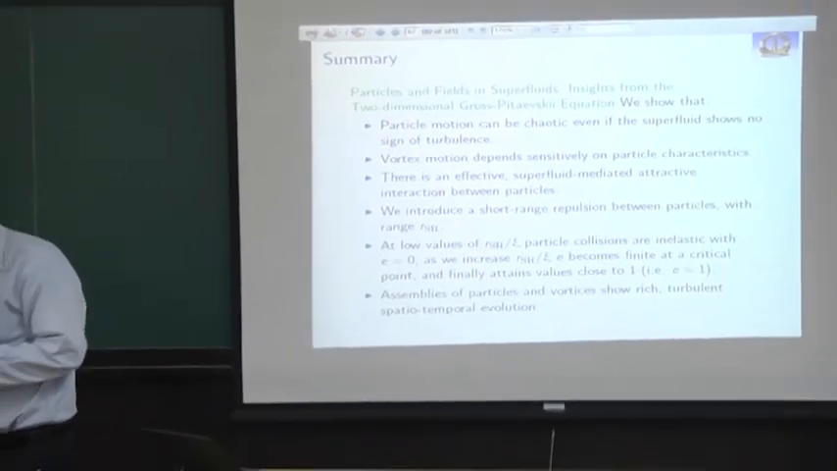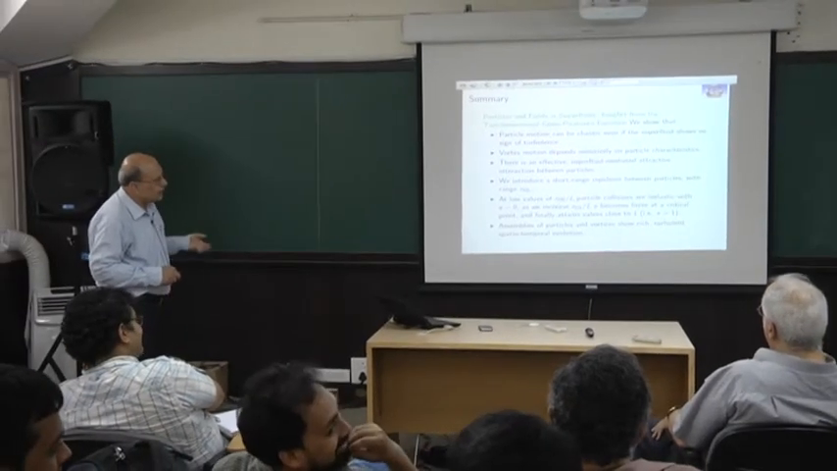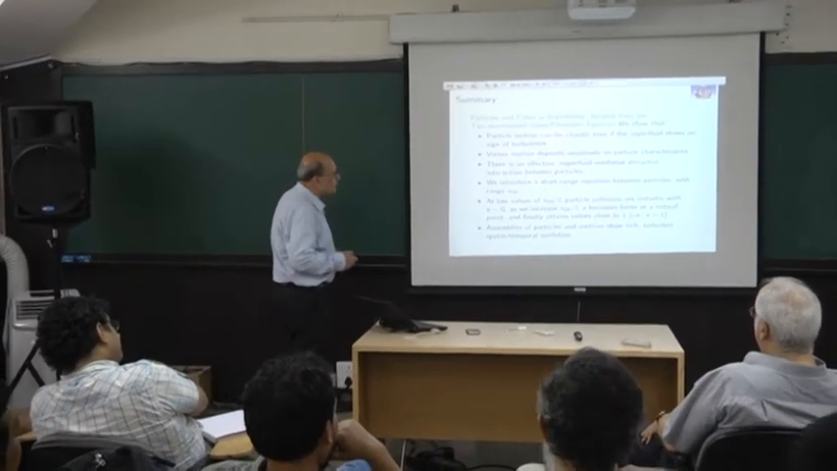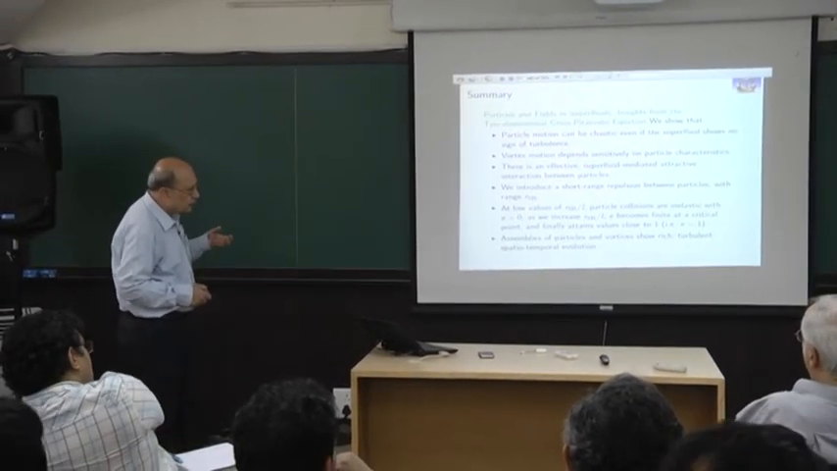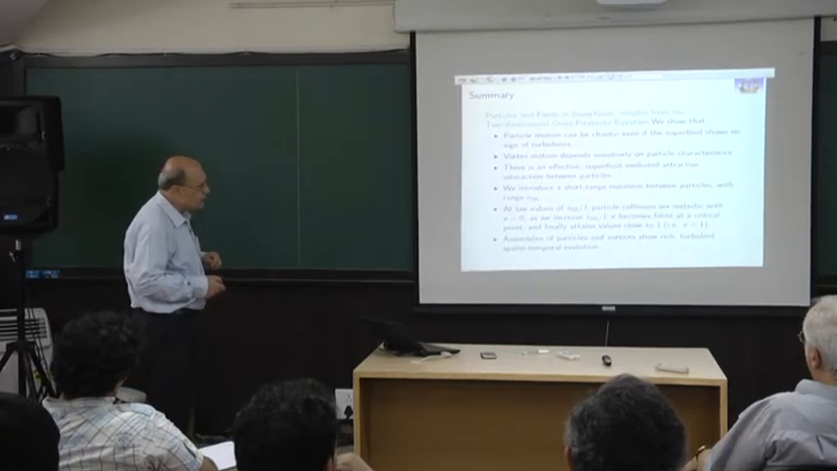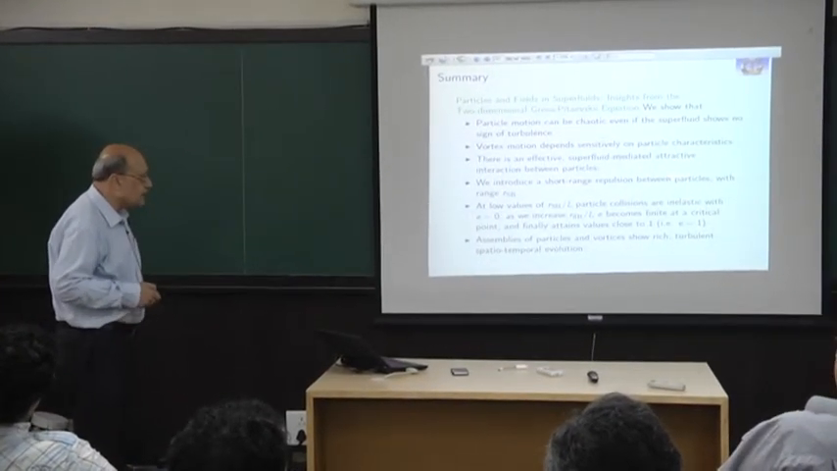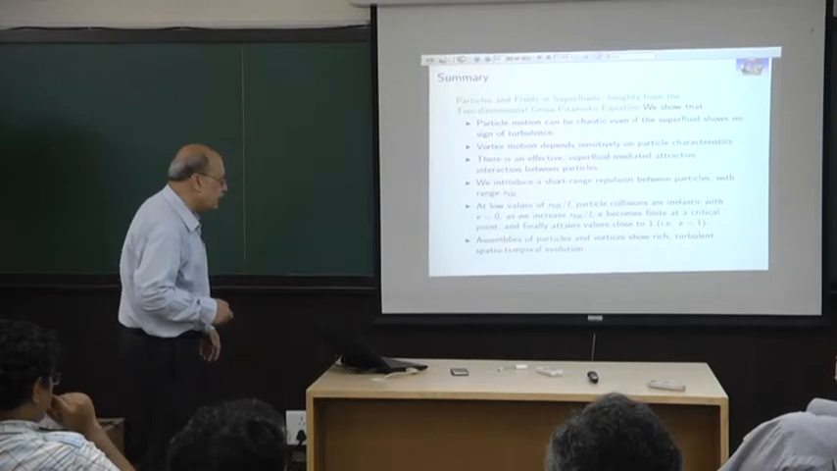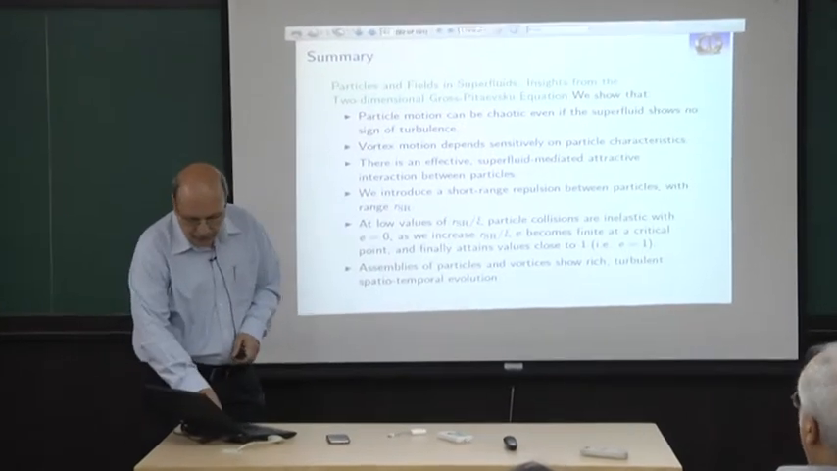Okay. So here's a summary of this one-third of the talk, on particles in fields and superfluids. The particle motion can be chaotic even if the superfluid shows very few signs of turbulence. Vortex motion depends sensitively on particle characteristics. There is an effective superfluid-mediated attractive interaction between particles. If to this you add a short-range repulsion, you get very nice possibilities. You can scan through a transition from inelastic to elastic collisions, and if you have assemblies of particles and vortices, you get very rich turbulent spatio-temporal evolution.